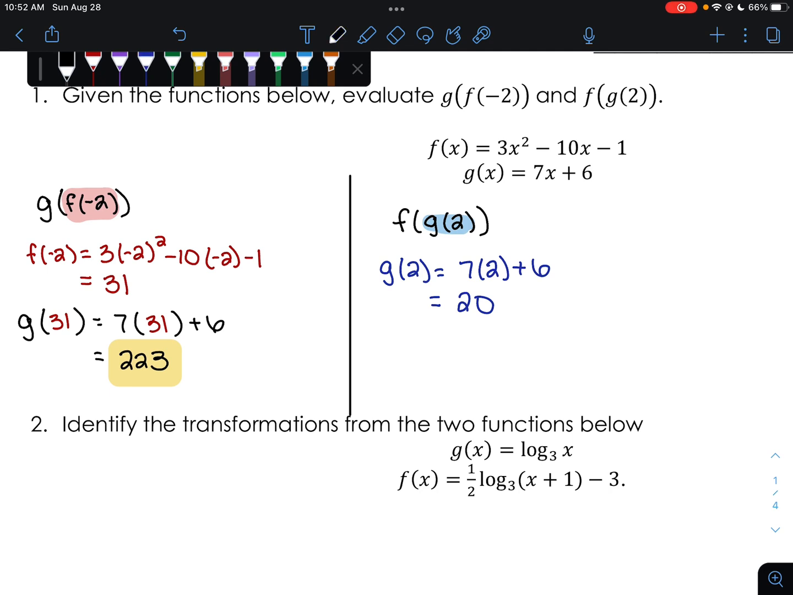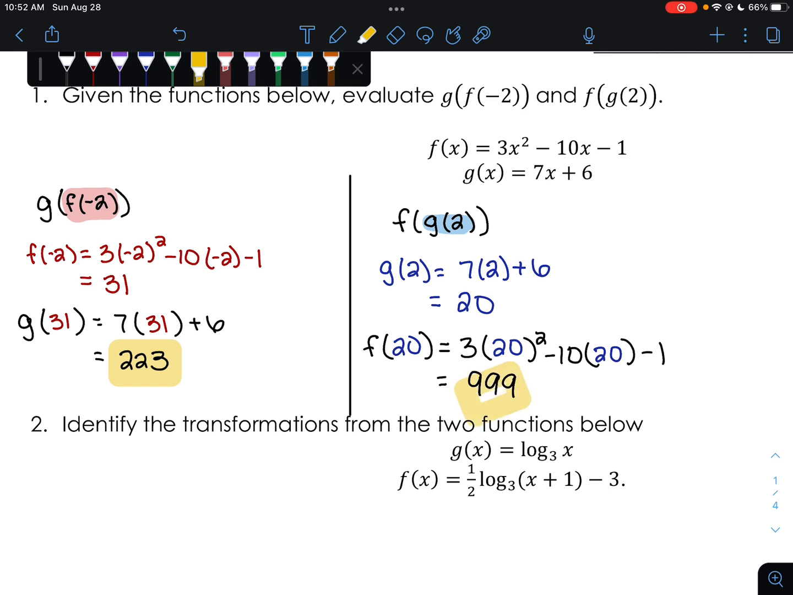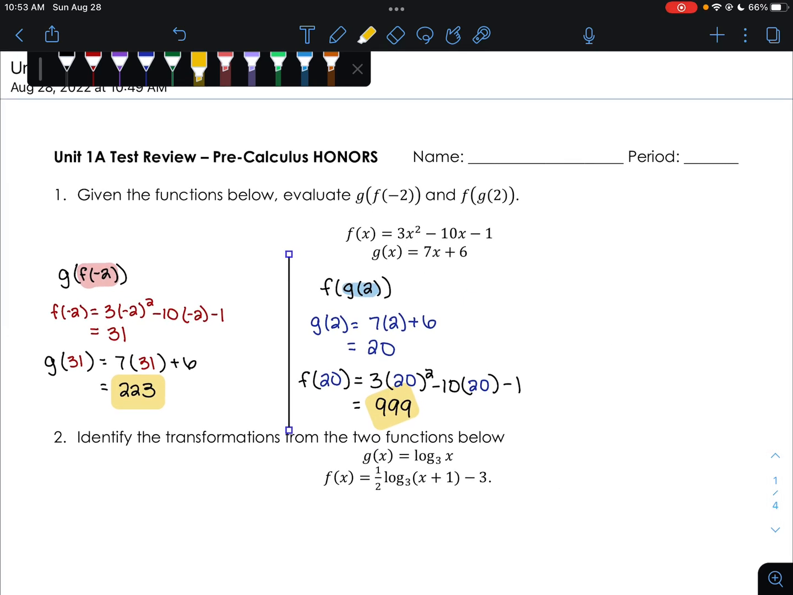So now we can replace g of 2 with 20. So f of 20 would be 3 times 20 squared minus 10 times 20 minus 1. That can be typed into the calculator, and when you type that into the calculator, you get 999. And that would be your final answer for both of those. So if you have any questions, please make sure you ask.